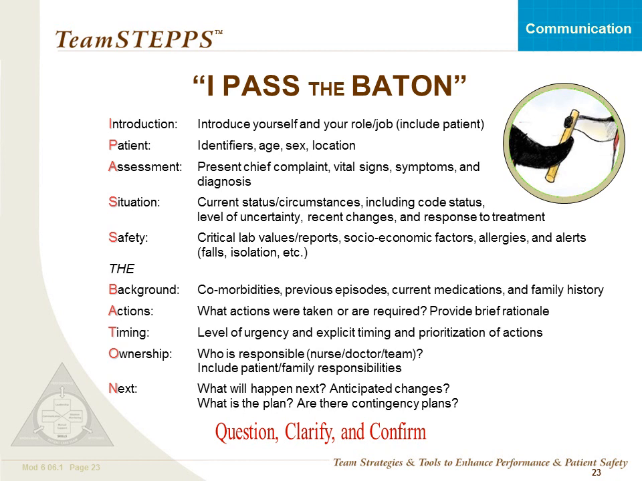S is for safety concerns. Critical lab values, reports, socioeconomic factors, allergies, alerts. B is for background, comorbidities, previous episodes, current medications, family history. A is for actions. What actions were taken or are required? Provide brief rationale. T is for timing, level of urgency, and explicit timing and prioritization of actions.